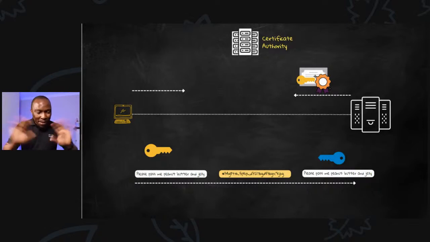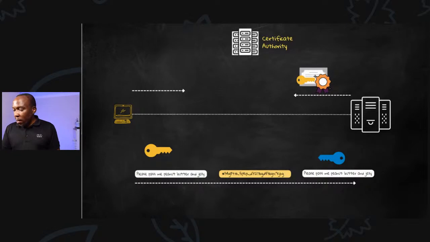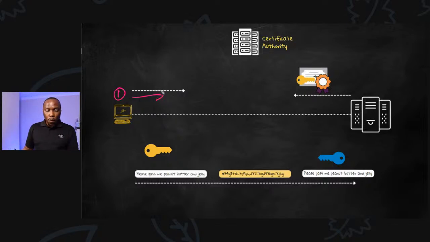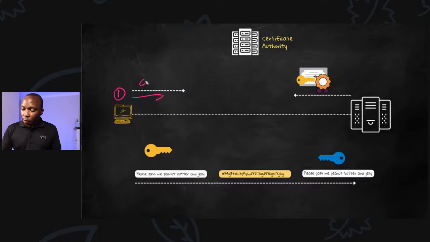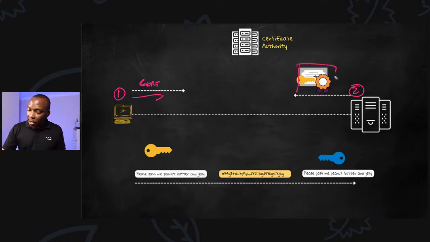This happens in stages. The first stage is step number 1. The PC makes a request for the server's certificate. So it's making a request for a certificate going towards the direction of the server. The server responds and sends the user the certificate.